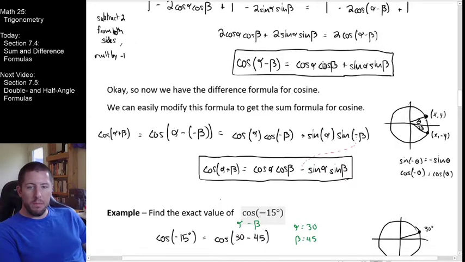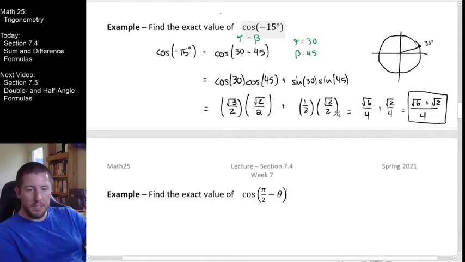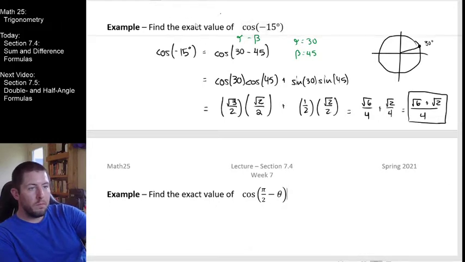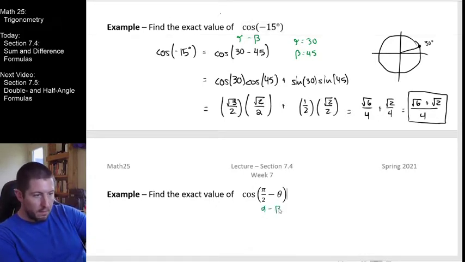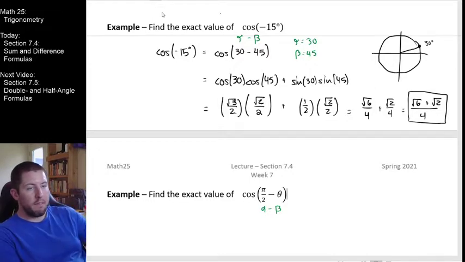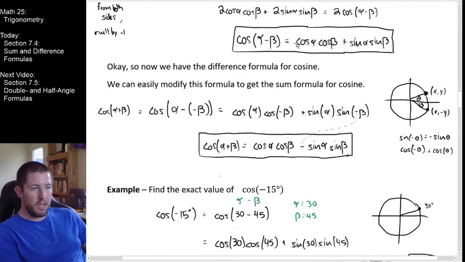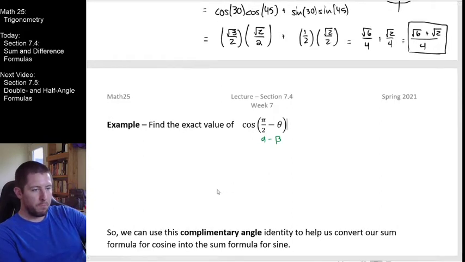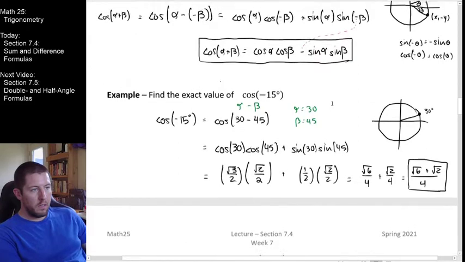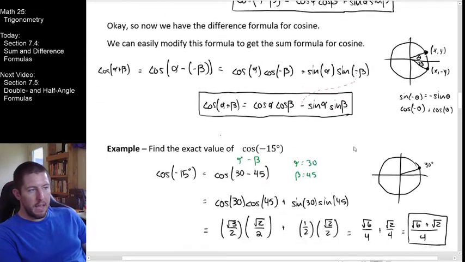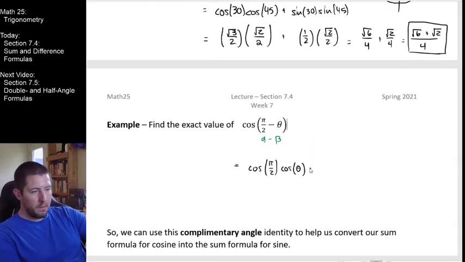So our difference formula says cosine of alpha minus beta, I'm going to label these again, our alpha minus beta, is cosine alpha times cosine beta, how it starts, plus sine alpha sine beta.